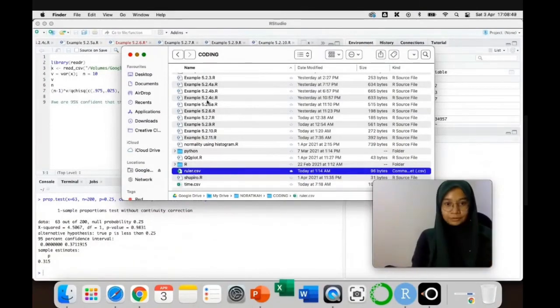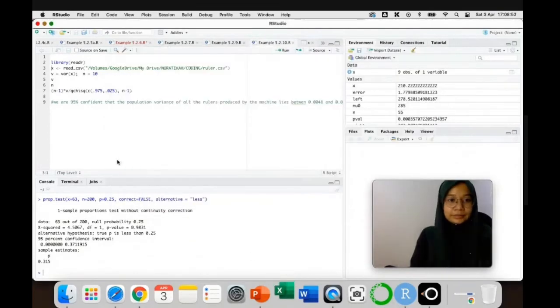So I'll give you all this coding. Don't worry. And then, so you read the data. So V equals to variance of X. Means that the variance of your data, the sample variance. N equals to 10. So this is our V. And alright, so this one is the formula for the lower boundary and the upper boundary.